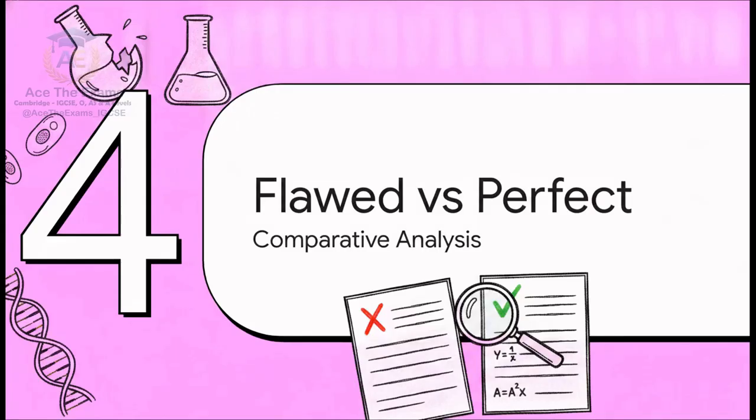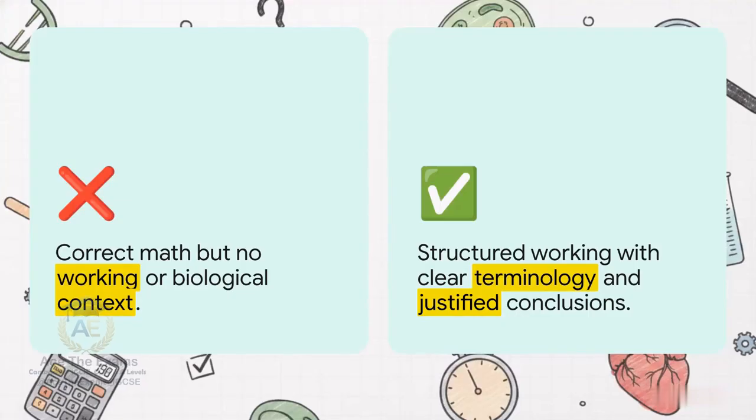All right, section 4, flawed versus perfect answers. Let's see what this actually looks like on a real exam paper. Just look at the difference here. Notice how the flawed answer on the left just casually drops a final number? The math might technically be right, but it's completely isolated. It just vaguely says the ratio is 2-to-1, so diffusion is fast.